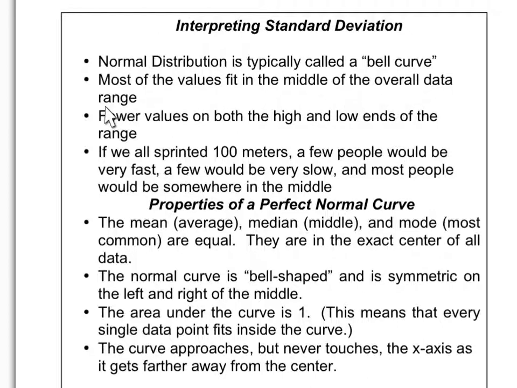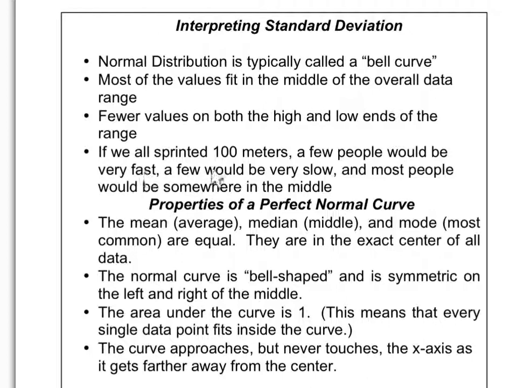Okay, we talked about finding range from the highest to lowest. So anytime you have a normal distribution, most of the values fit in the middle of that. Fewer values are on both the high and low ends of the range. Okay, so the farther away you get from the average, the fewer the numbers are. For example, this kind of gives you a better idea. Sometimes an example will do that for you.